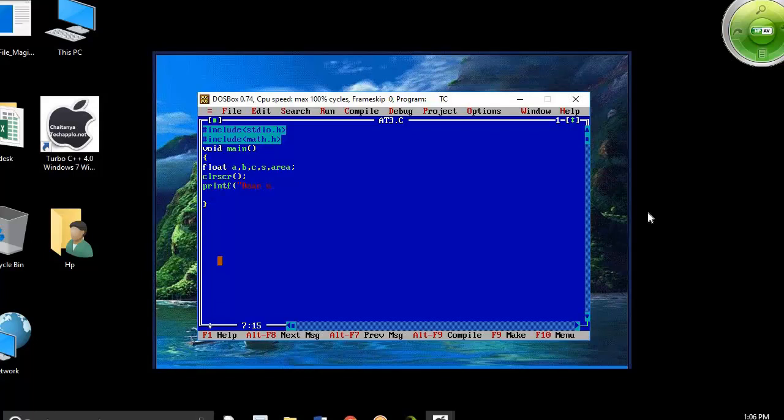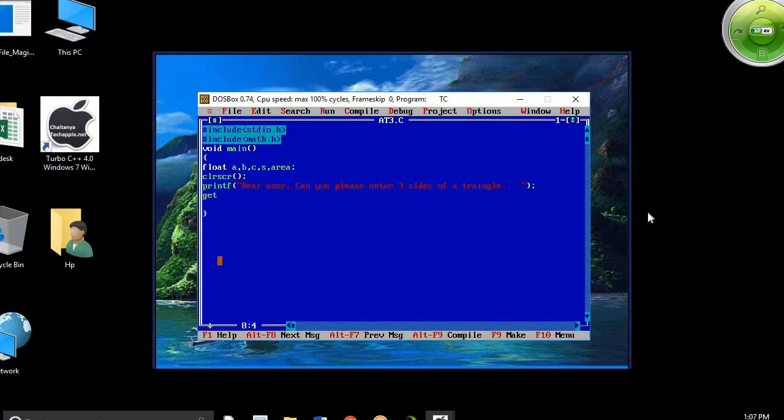Dear user, can you please enter three sides of a triangle so that I can give you the area of the triangle? This message you have to decide because you are the programmer, you are the developer.